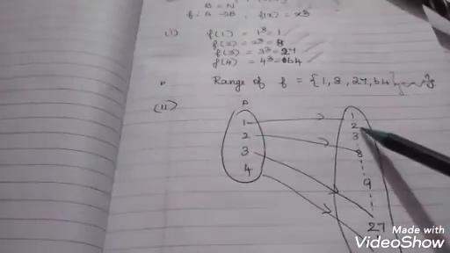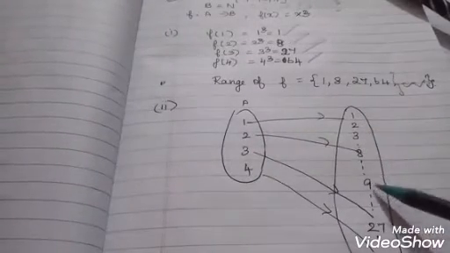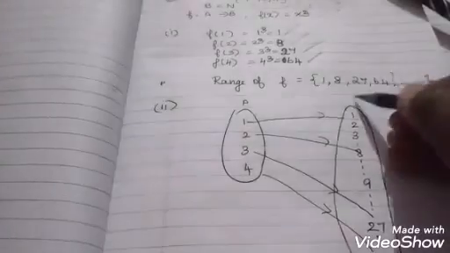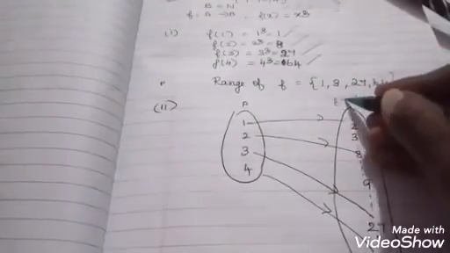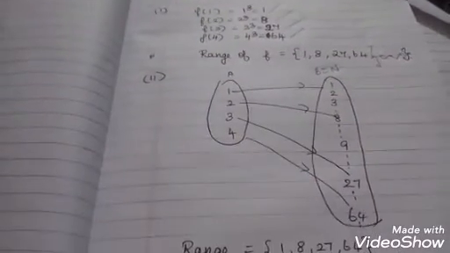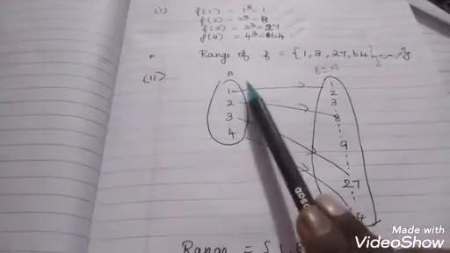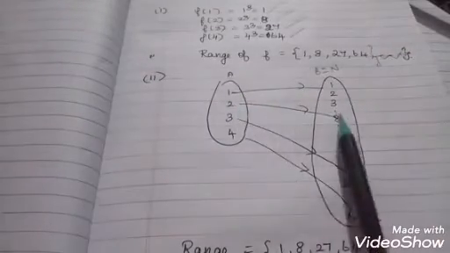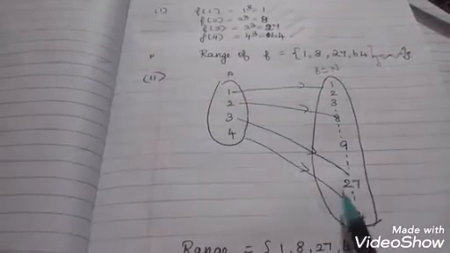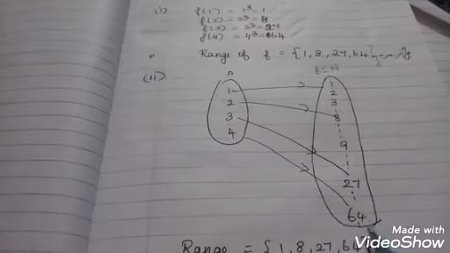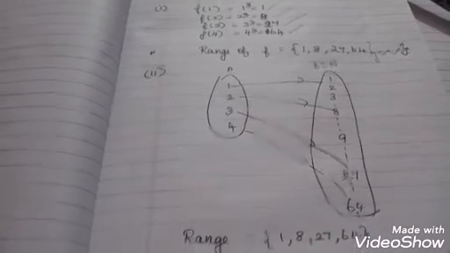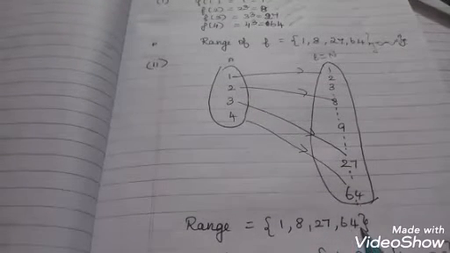Here you have got 1, 2, 3, 4, 5, 6, 7, 8, 9, etc., the set of natural numbers. So, B is nothing but the set of natural numbers, as given. Now, we'll just map it: 1 to 1, 2 to 8, 3 to 27 and 4 to 64, etc. So if you see here, your range is equal to 1, 8, 27 and 64.